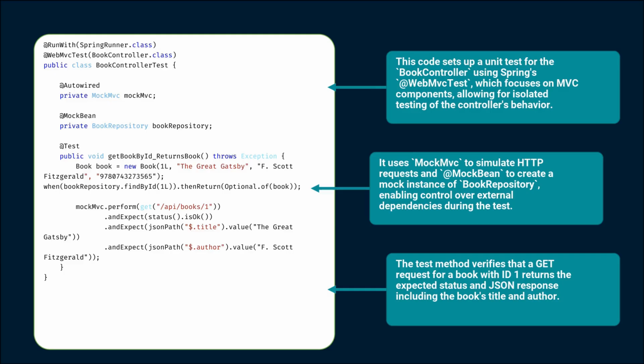Now, in our test method, getBookById returns book, we create a new book object with some predefined attributes. We utilize Mockito's when method to instruct our mock repository to return this book when we're asking for a specific ID. Finally, we simulate a GET request to our API endpoint and assert that the response status is 200 OK. With JsonPath, we can also verify that the returned JSON contains the expected title and author. This structure reassures us that our endpoint behaves correctly and returns the right data.